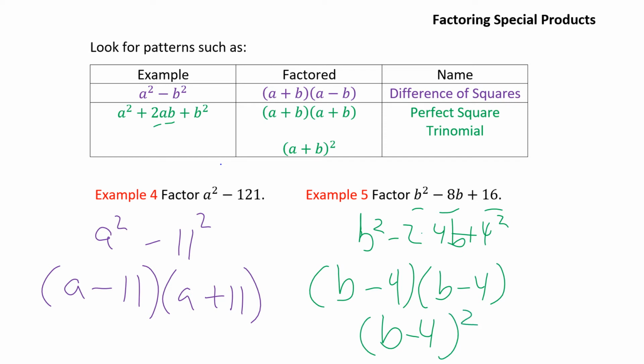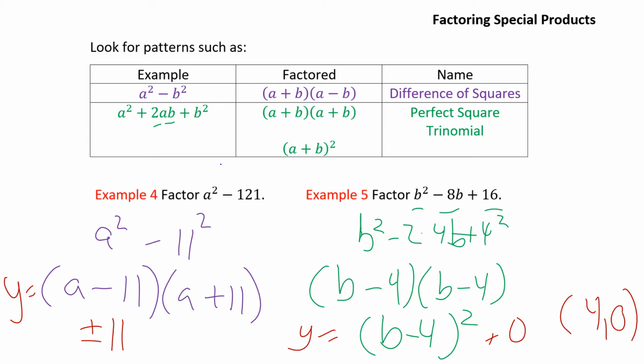It's not the main focus here, but if we said something like y equals this expression, can you see that we're going to have intercepts at plus or minus 11? And also, if we said y equals over here, do you see that we're in vertex form? And we would have a vertex at 4, 0.